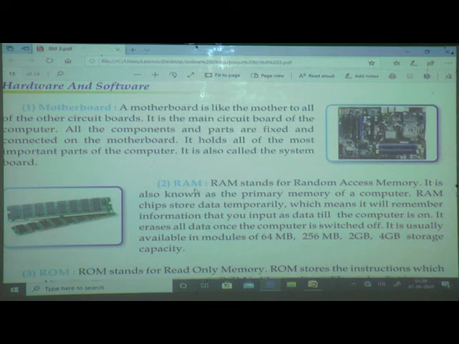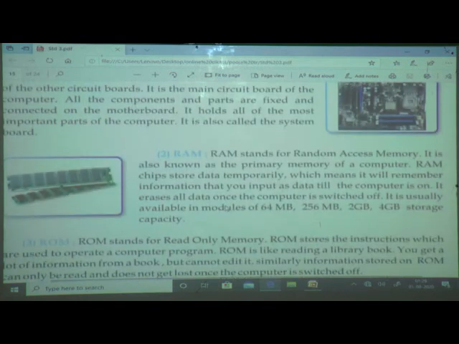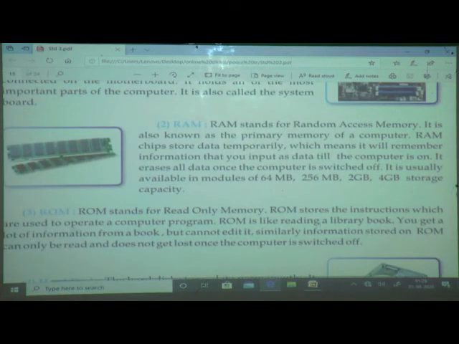It stores only temporary data. It does not remember all the things. When the computer is switched off, all the data in the RAM is erased. But there is one more part, which is ROM.